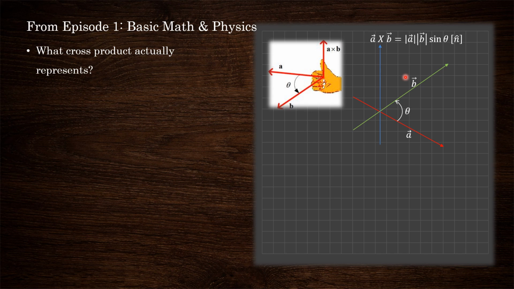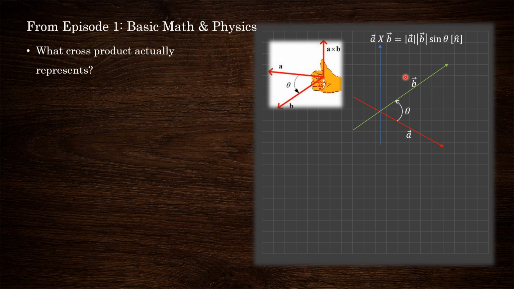So if you were to keep your right hand fully open, and the four fingers, your forefinger, middle finger, ring finger, and the pinky, are all in the same direction as A. And if you curl the four fingers towards B, so A to B, that is the theta angle, then the direction in which your thumb is pointing is the direction of the result vector. It's very important that you understand it.